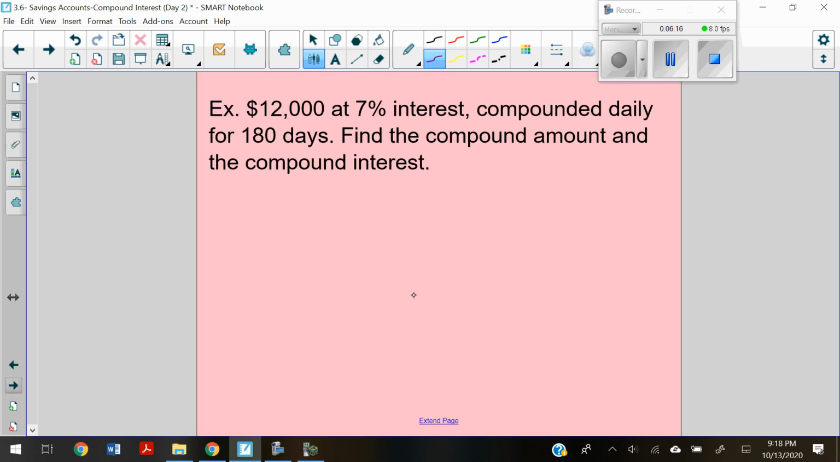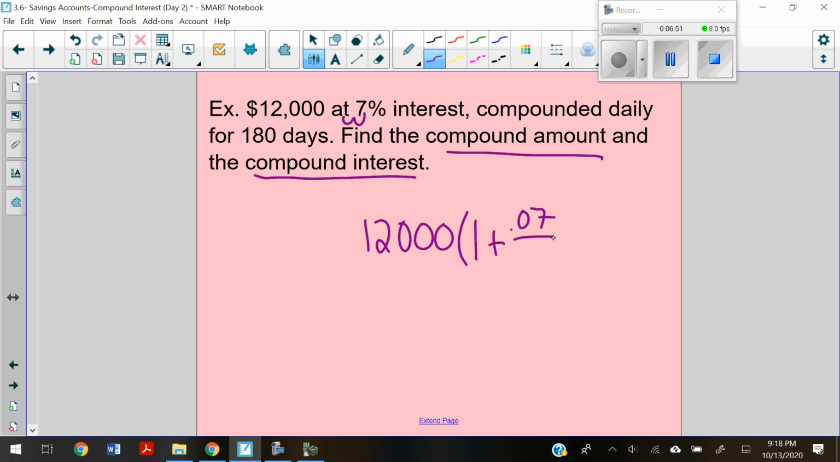So here we go. We've got another one. So let's set this up. It says $12,000 at 7% interest, compounded daily for 180 days. Find the compound amount and the compounded interest. So here we're looking for our total, and here we're looking for just how much interest we earned. All right. So my principal is $12,000. 1 plus, now my interest is a decimal, so I'm going to move it 2 to the left, so 0.07. Divide by how often it's compounded. Compounded daily, so 365.